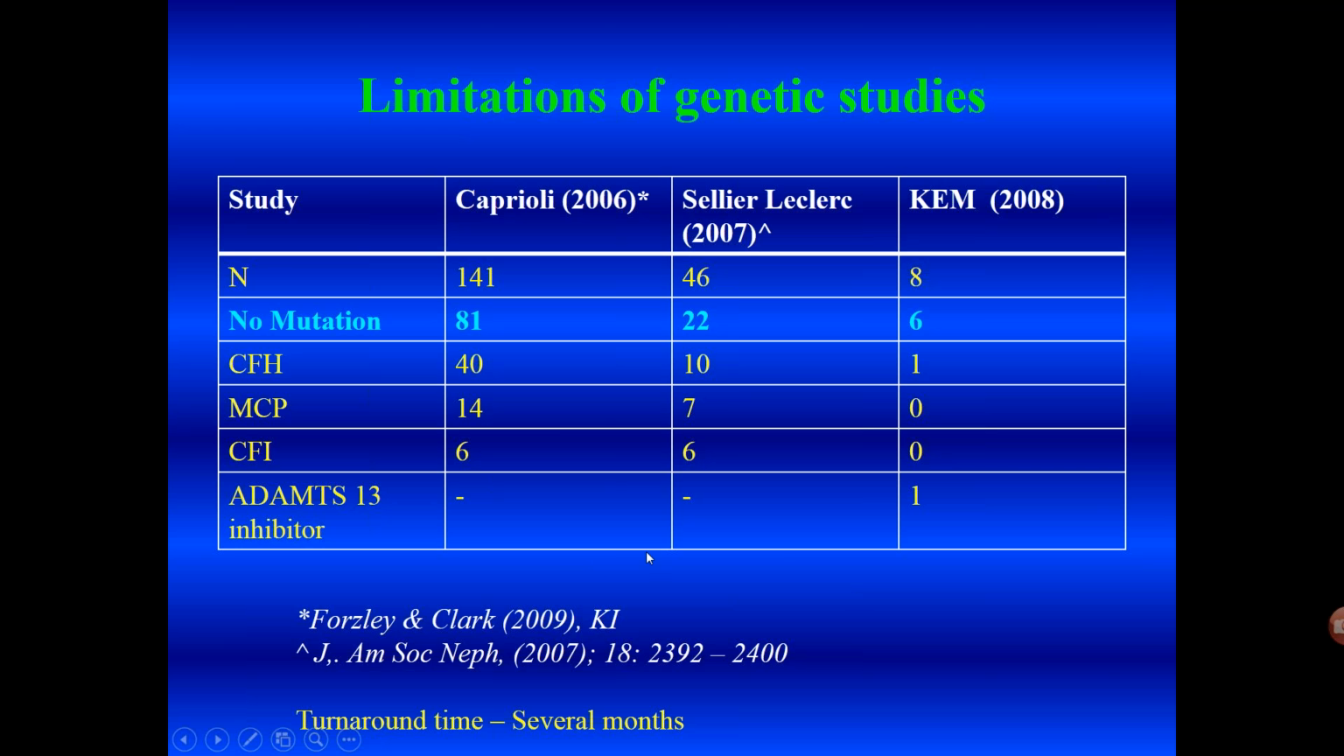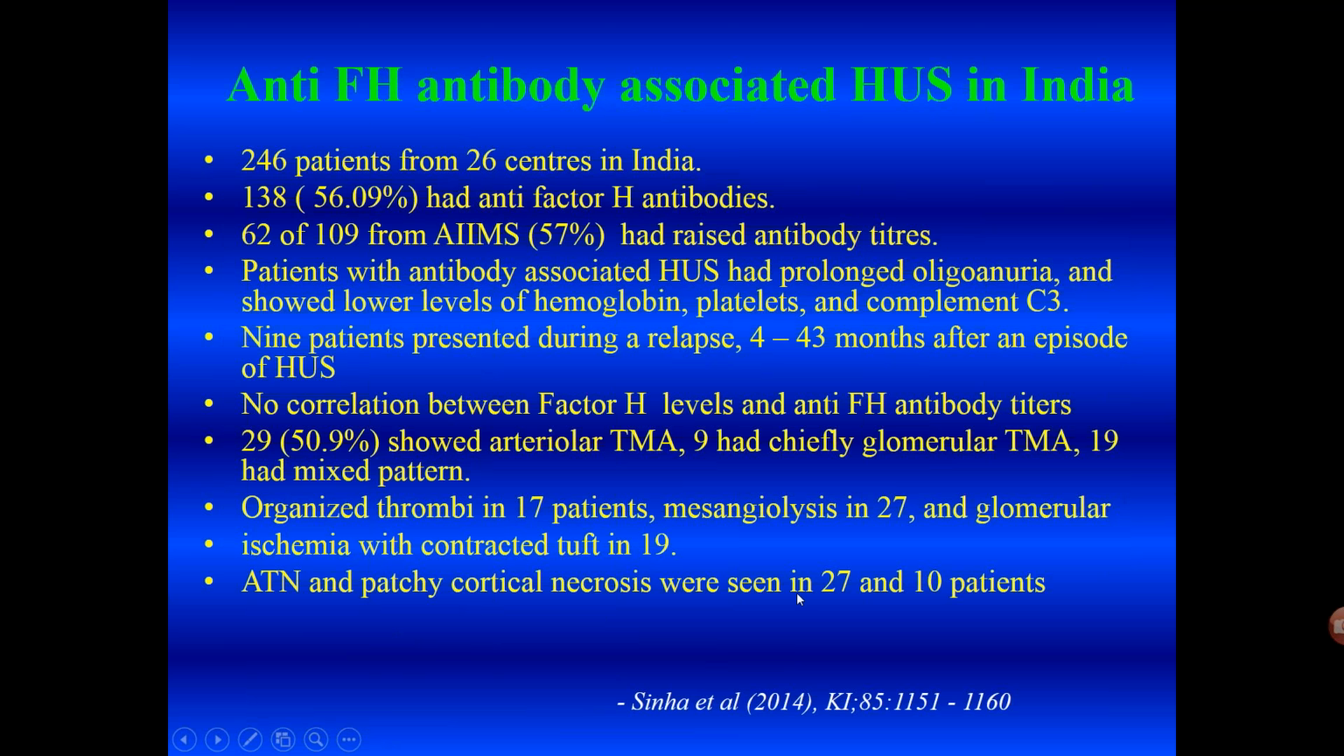There is some limitation to the genetic studies, as you can see from these two studies which were published in the Kidney International some years ago. In this series of 141 patients, in more than half no mutation was found. In the French study, again, in about half no mutation was found, but the clinical phenotype existed. And when we in 2008 sent 8 samples of our patients to be analyzed, a mutation could not be found in 6 of them. At that time, Sanger sequencing used to have a long turnaround time.